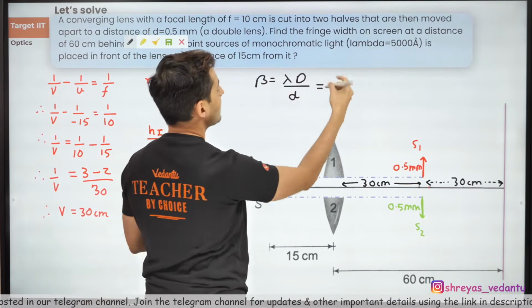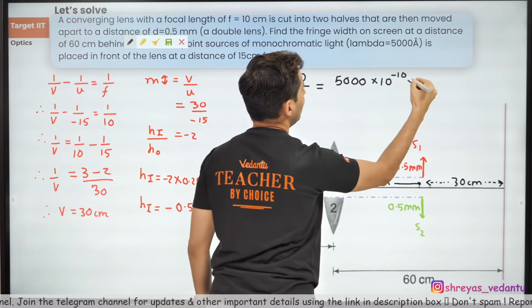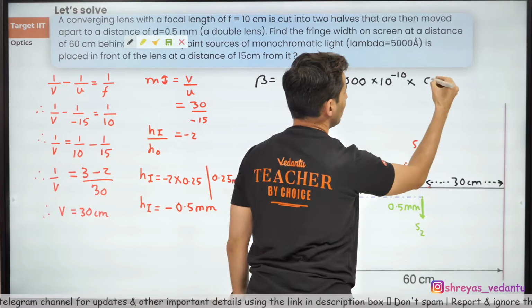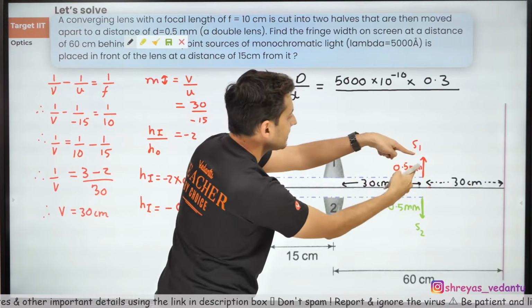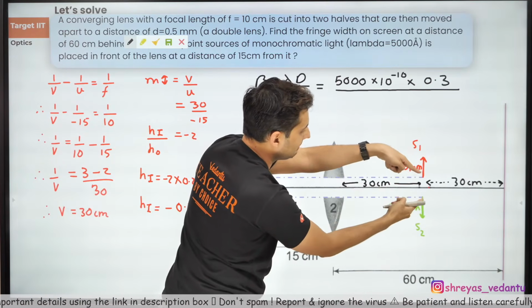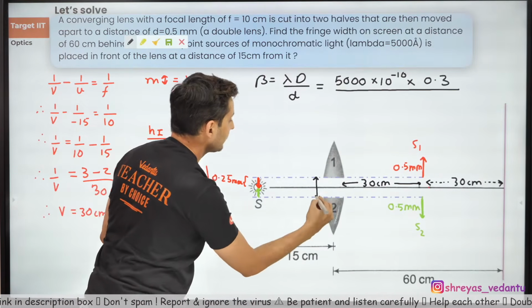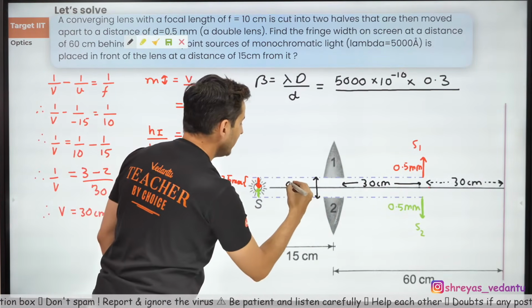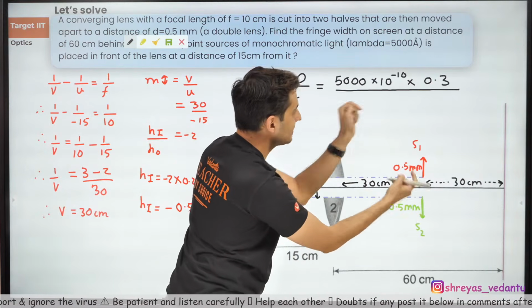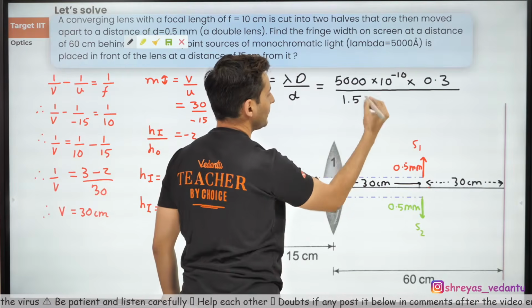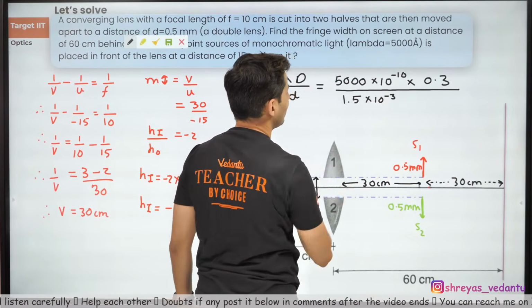Here lambda is 5000 Angstrom, that is 10 to the power minus 10. D is 30 centimeter, which is 0.3 meters, divided by small d, which is this whole distance, 0.5, 0.5, 0.5. Remember, this gap over here was mentioned to be 0.5 millimeter. Together, what's the distance? 1.5 millimeter. Correct? Everybody? 1.5 millimeter. But this is millimeter, so 10 to the power minus 3.